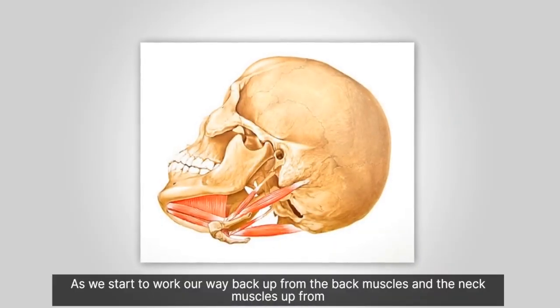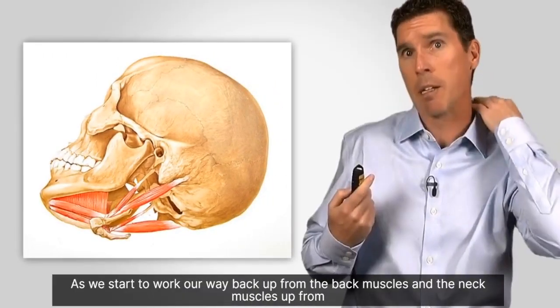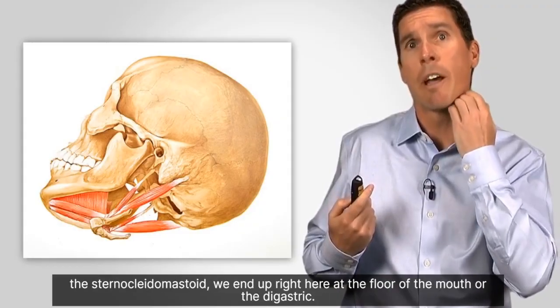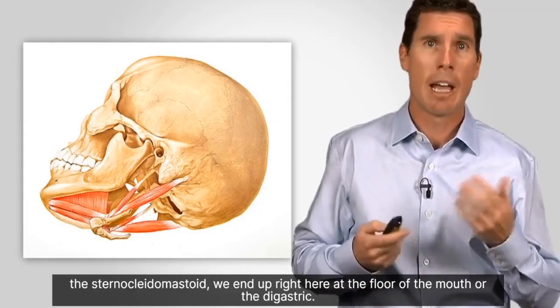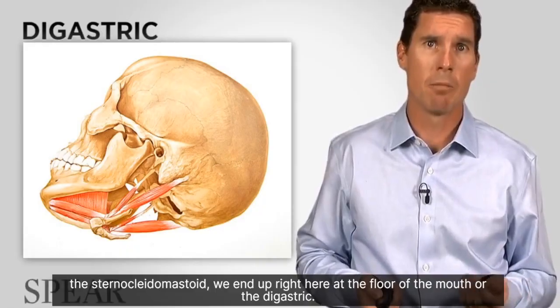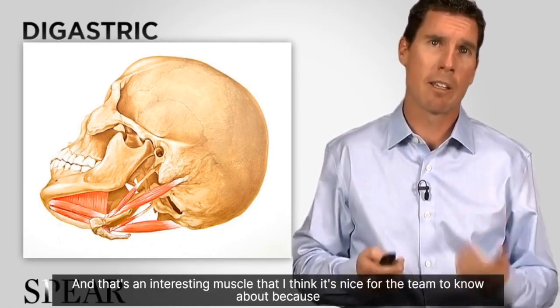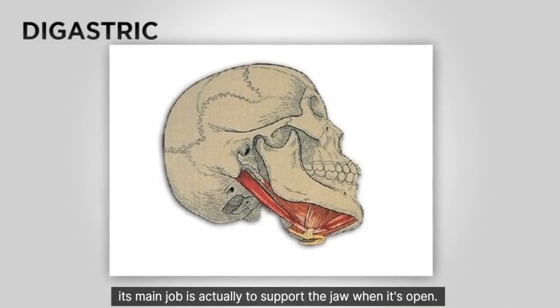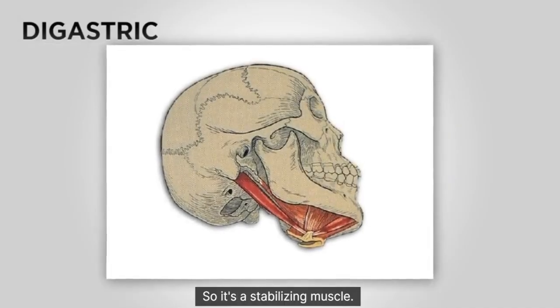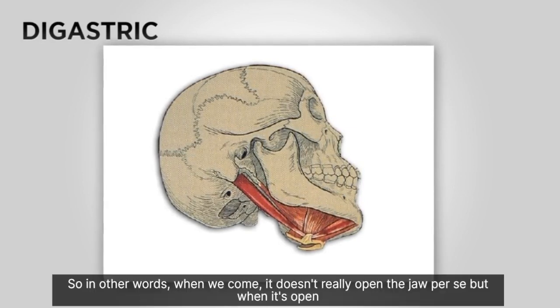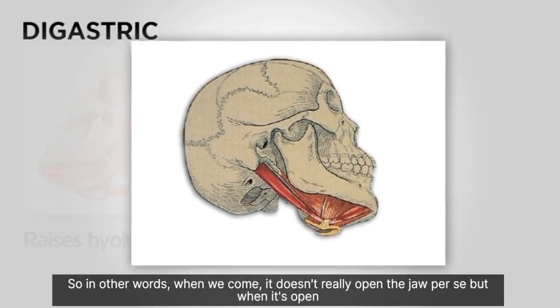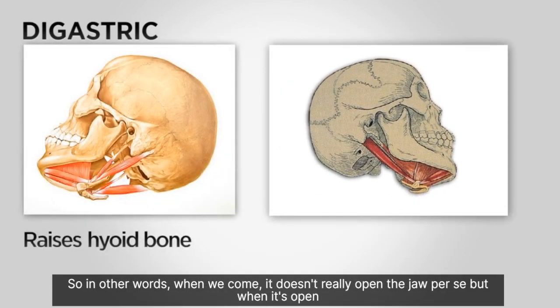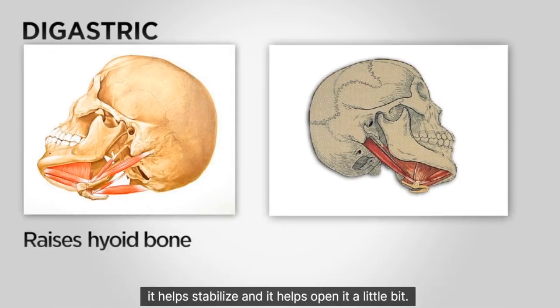As we start to work our way back up from the back muscles and the neck muscles, up from the sternocleidomastoid, we end up right here at the floor of the mouth, or the digastric. And that's an interesting muscle that I think it's nice for the team to know about, because its main job is actually to support the jaw when it's open. So it's a stabilizing muscle. So in other words, it doesn't really open the jaw per se, but when it's open, it helps stabilize it, and it helps open it a little bit.